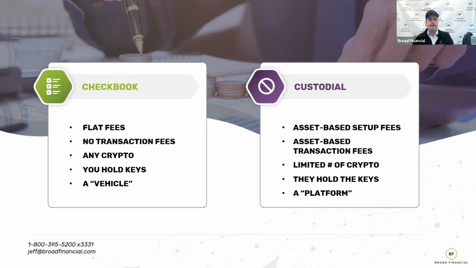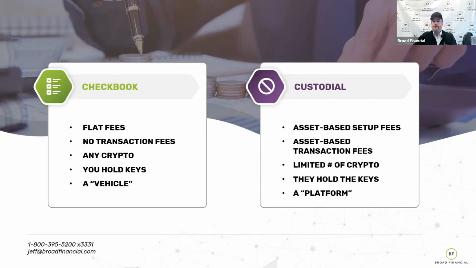I like to call it like a train. You go on the train, you've got to go on the tracks. If you want to be able to drive around, you need a car. And that's what the checkbook plan is. It's an ability to drive wherever you want or can, but not with a custodial plan. You're very limited where the tracks take you. And also in a custodial plan, you've got asset-based setup fees typically. You've got asset-based transaction fees.